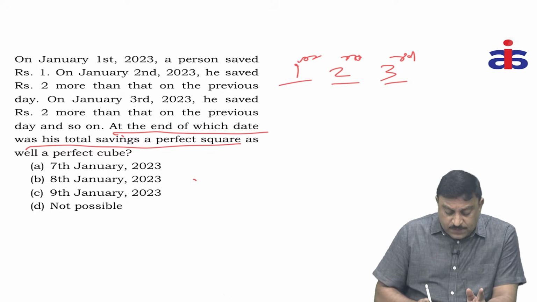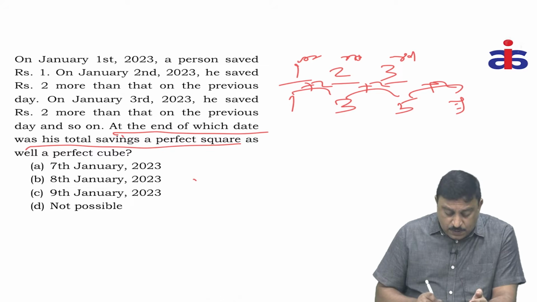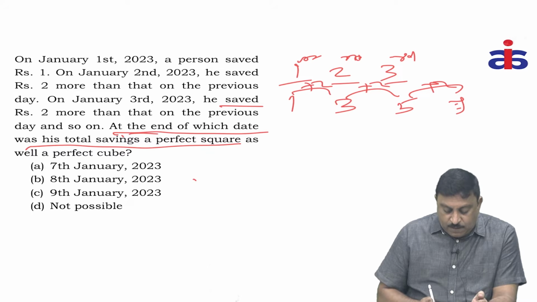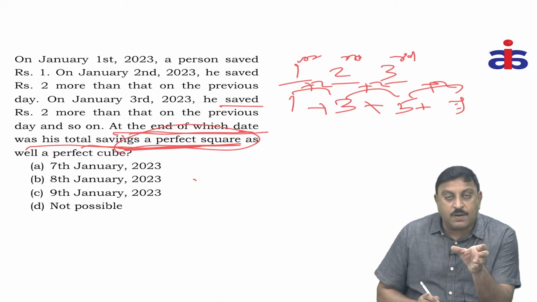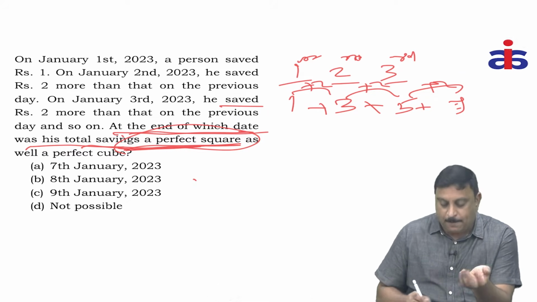See, on the first he saved 1 rupee. On the next he saved 2 rupees more than this one, 2 plus 1, that means how much? 3. Again from here it is 3 plus 2, that is 5. And again plus 2 means it is 7, and so on, right? So he has saved like that until when? At the end of which date was his total savings, 1 plus 3 plus 5 and so on, a perfect square? You should get the perfect square on addition. And as well as a perfect cube, they are saying, okay.